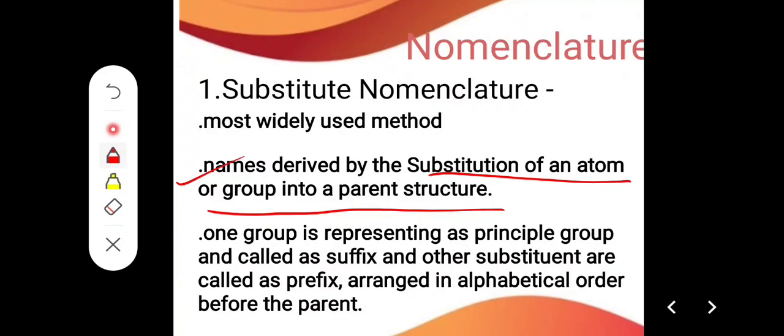So the main thing: substitutive nomenclature is the most widely used method, because when we go to nomenclature, we first have to consider substitutive nomenclature, that is a parent compound having some functional groups. There must be one functional group that is predominant, and that is considered the suffix, and the others are considered prefixes of the parent compound. And these prefixes must be arranged in alphabetical order.